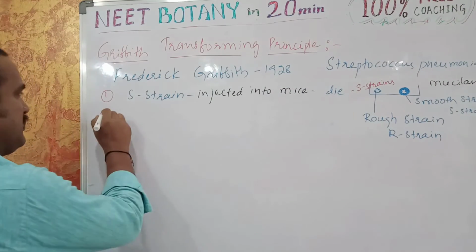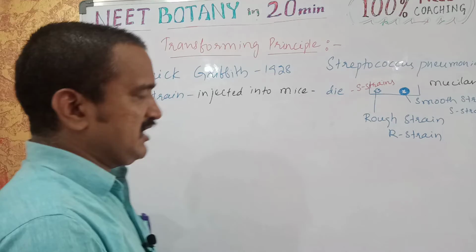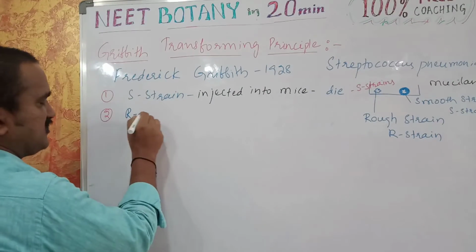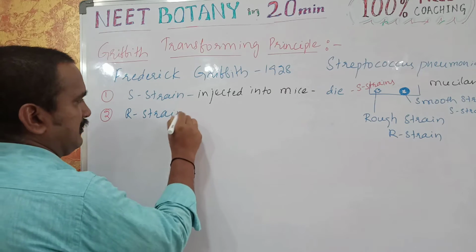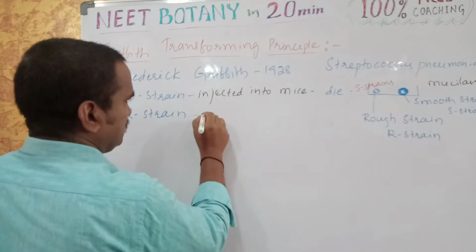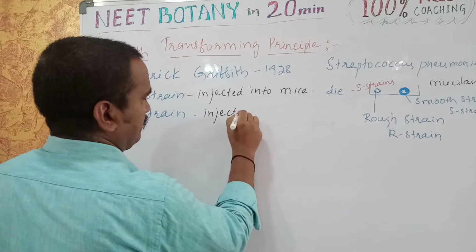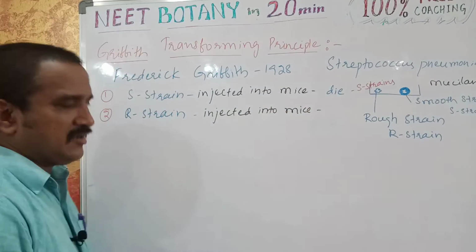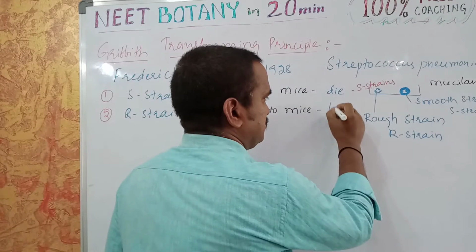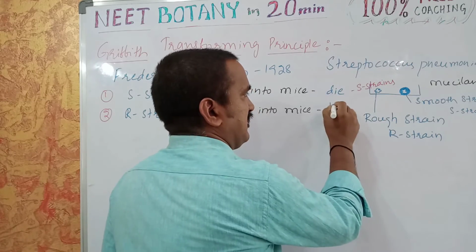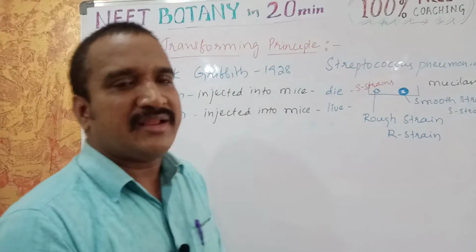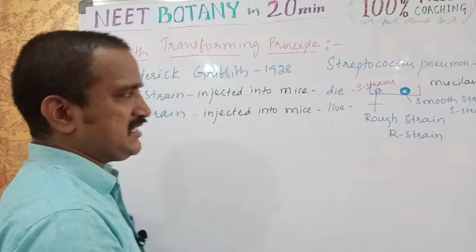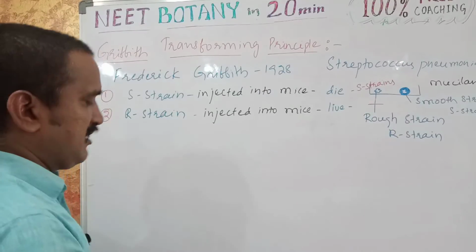In the next experiment, he took the R strain and injected it into mice. Now the mice lived, and no strain was present in the body of the mice.